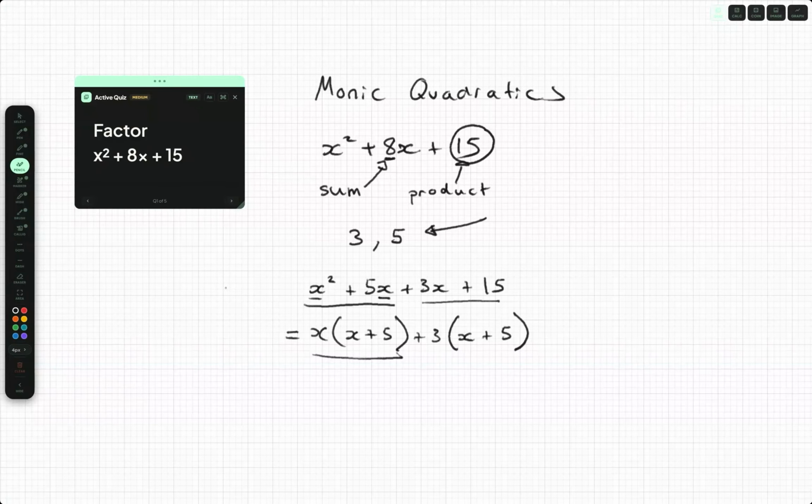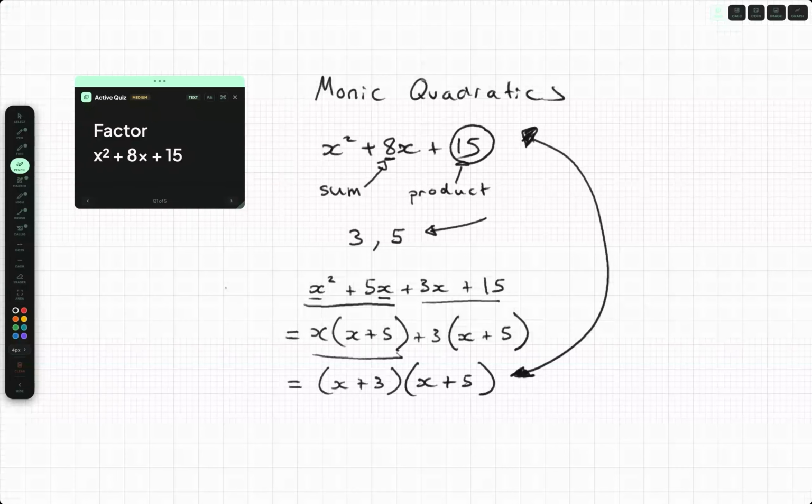And if you remember from our early expansion videos, we can rewrite this as x plus 3 times x plus 5. So it becomes the product of 2 binomials, and we have essentially factorized this form. If you multiply this whole thing out, you will get back to where we started. So this is our factored form in the end.